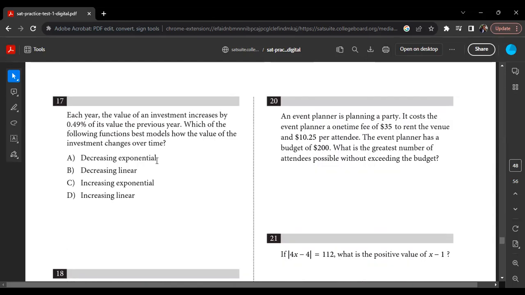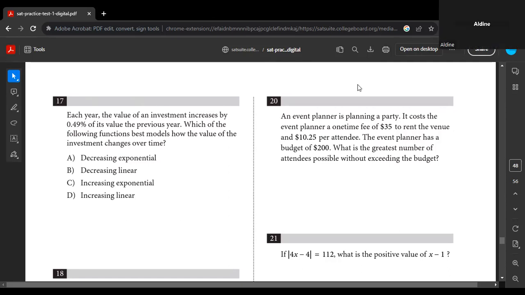So each year, the value of an investment increases by 0.49% of its value the previous year. Which of the following functions best models how the value of investment changes over time? Okay, so here, decreasing exponential. Did you say decreasing or increasing? Decreasing exponential. Okay, so why would you say the answer is decreasing?